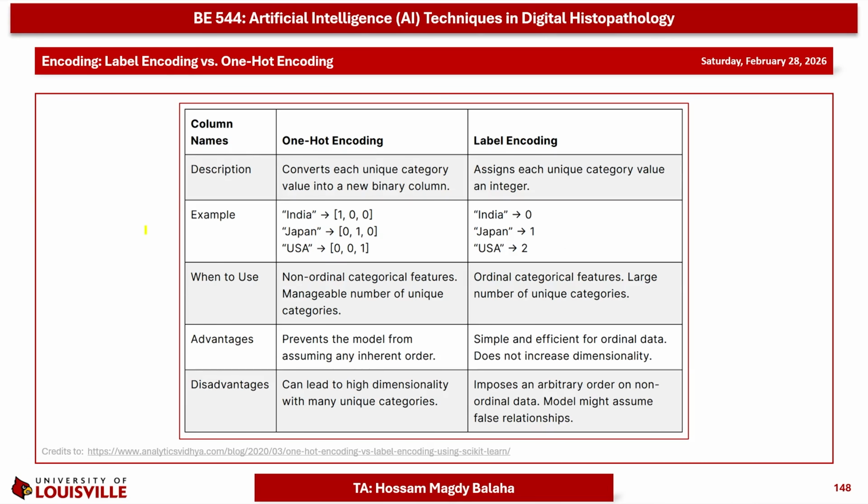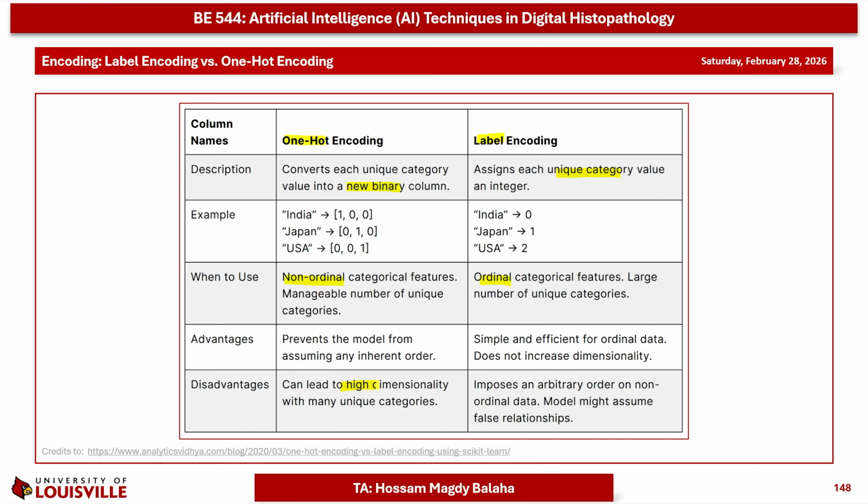To compare between them, label encoding assigns a unique category value as an integer, while one-hot encoding assigns a column or a vector. Label encoding is useful for ordinal data, while one-hot encoding is useful for non-ordinal data. The drawback of one-hot encoding is that it can lead to high dimensionality with many unique categories. Imagine that we are dealing with 1000 categories. Then we will create a matrix with dimension 1000 by 1000, and this will be high in dimensionality.